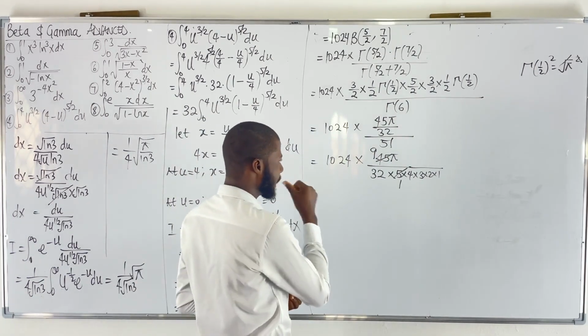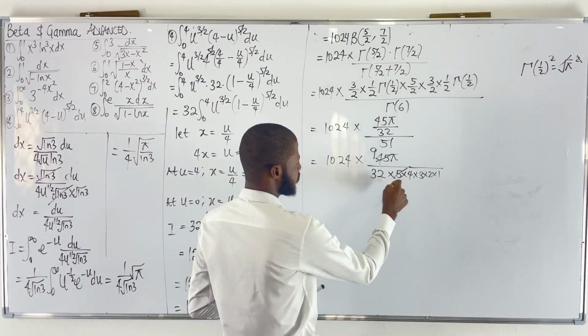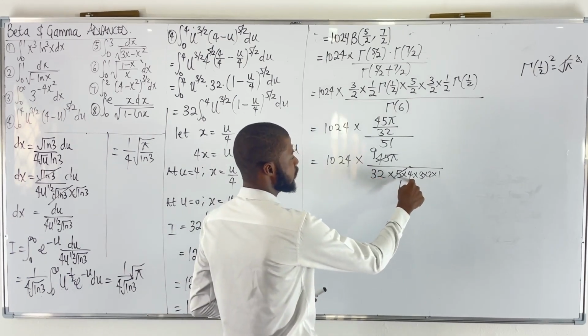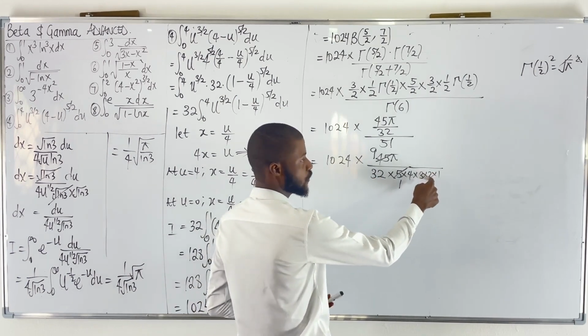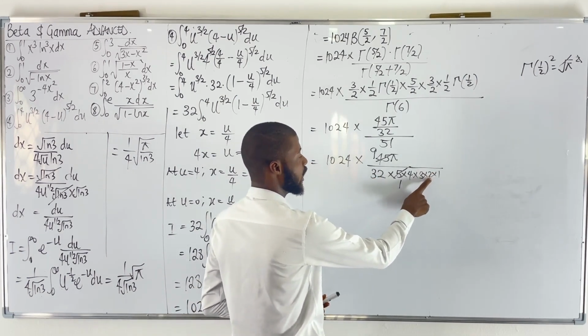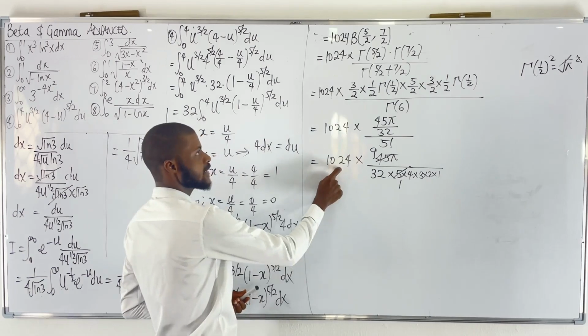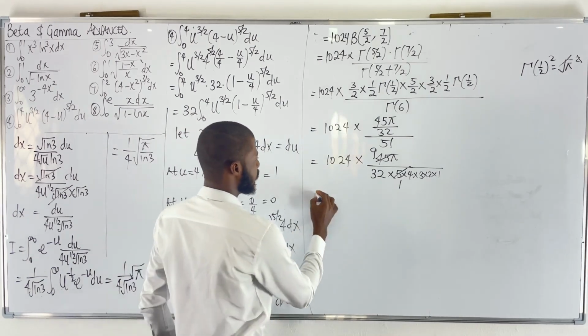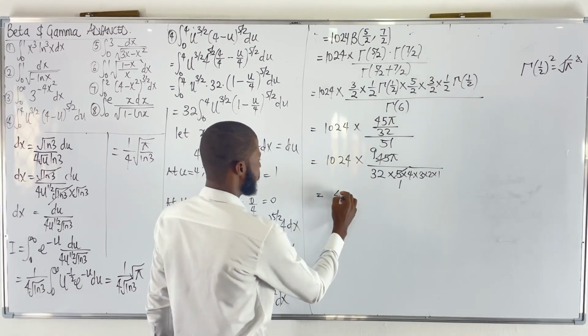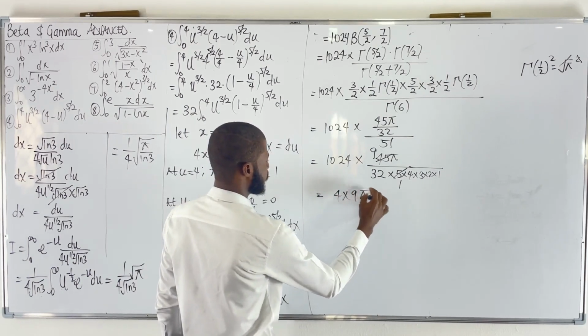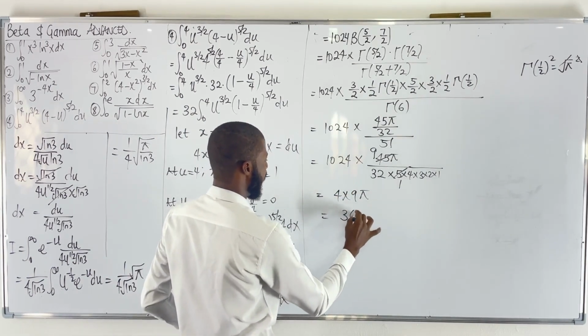So let's see. I have 5 plus 2, 7. 7 plus 1, 8. 8, 4. So this will be 4 times 9 pi, which is 36 pi.